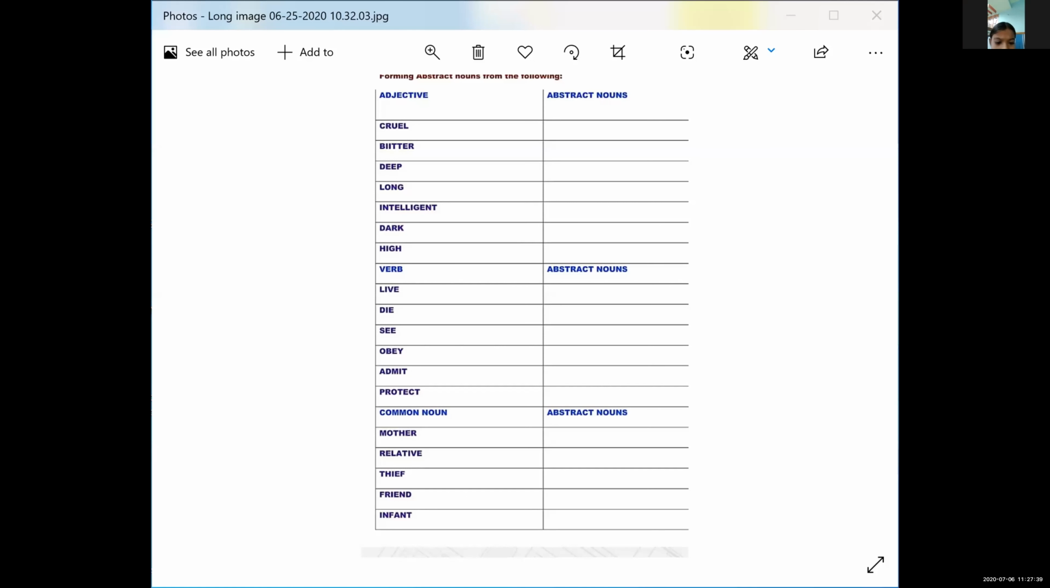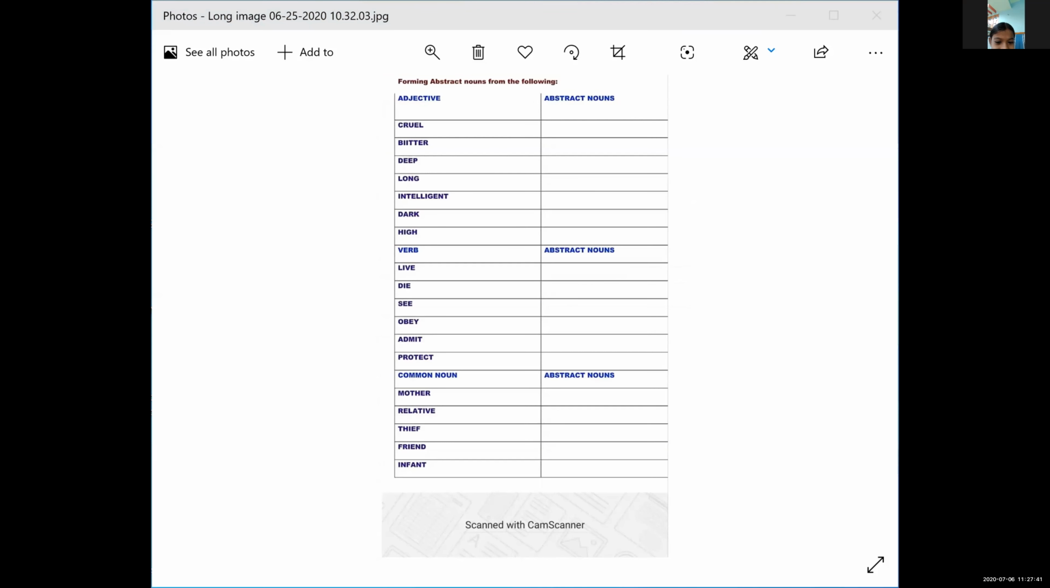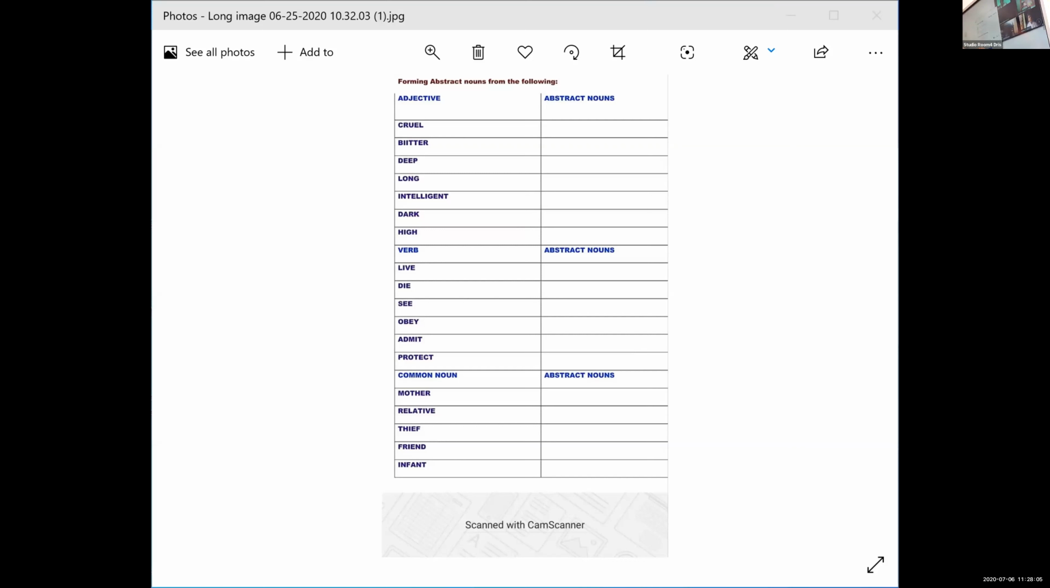See, you can see a lot of... One second. Abstract. Common noun, adjective, verb. Write, see, obey, admit, predict, verb, adjective. The board has gone. Do you see the board now? Yes. Okay.